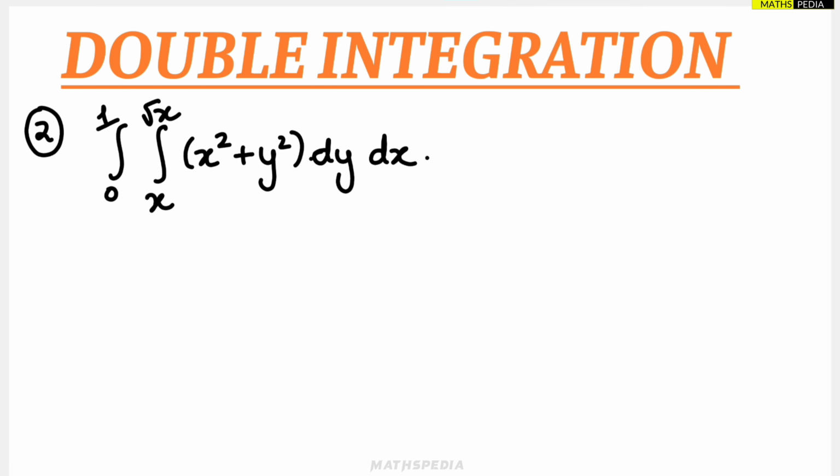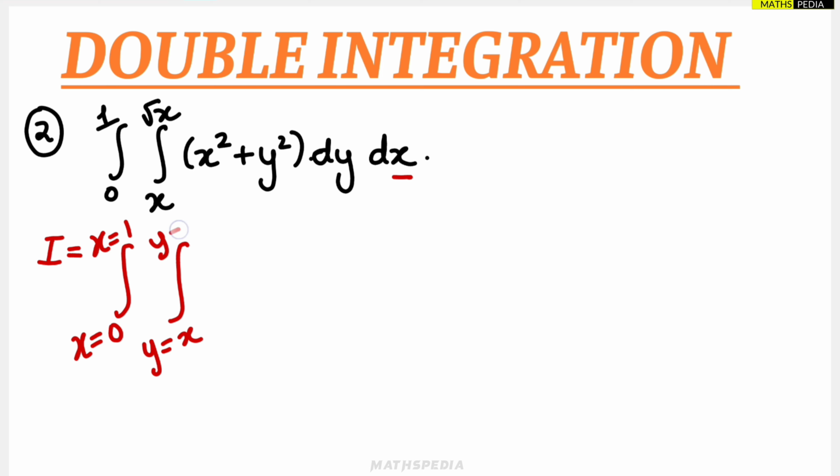Now in this particular problem, we can rewrite it. Let me just name this as I, okay? And integration first is considered with dx. So in place of x, I am going to substitute 0 as well as 1, right? The second limits will be for y: y is equal to x and y is equal to root x, right? Because dx is the outer part, and then the function comes, x square plus y square, then dy and dx. Simple.